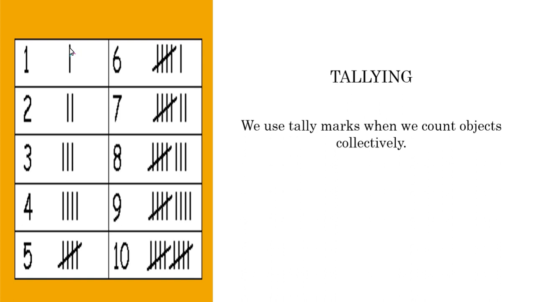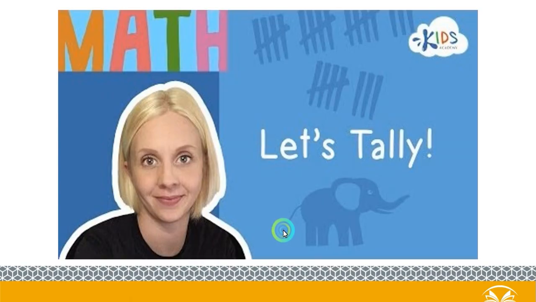For example, you use one line when it is 1, 2 lines when it is 2, 3 lines when it is 3, 4 lines when it is 4. But when you come to number 5, you use 1, 2, 3, 4 straight lines and you cross at the 5th line. Have a look at this video. You'll understand it much better.